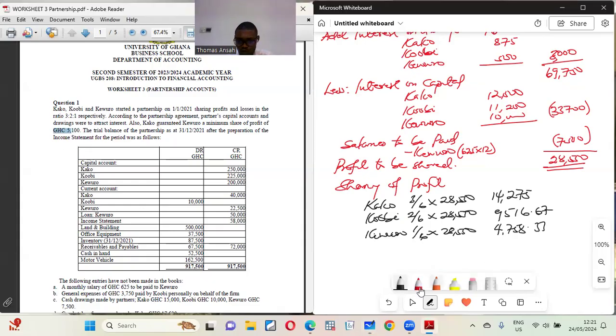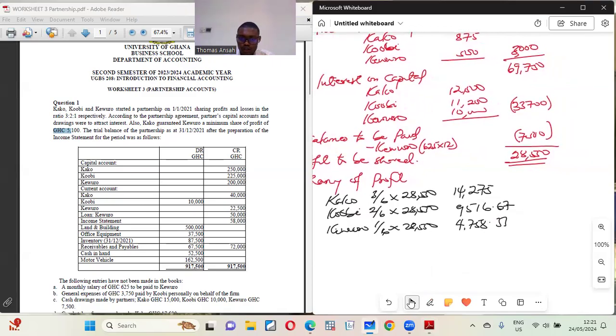Now, once you are done with this, remember, Kehuro was guaranteed what? 5,100, which means that hook or crook, he should get 5,100. So for him, he has to get his 5,100. What is the difference between this and 5,100? The one he had and 5,100 is 341.67. Who guaranteed that? Kako guaranteed that. So it means we need to take 341.67 from Kako's own and give it to this one. So that is what we've done.